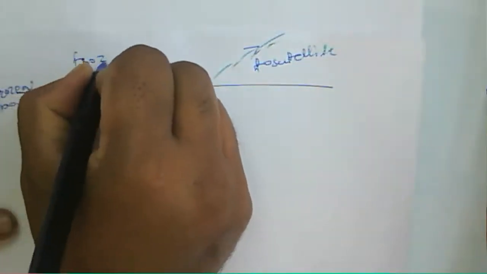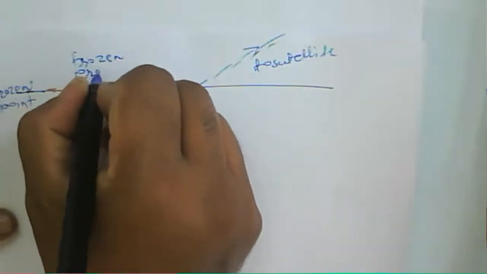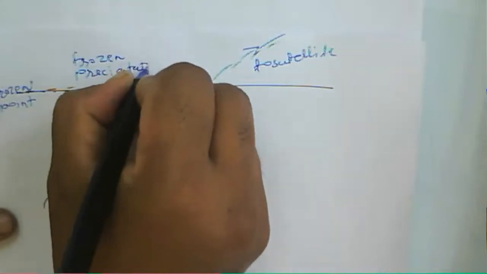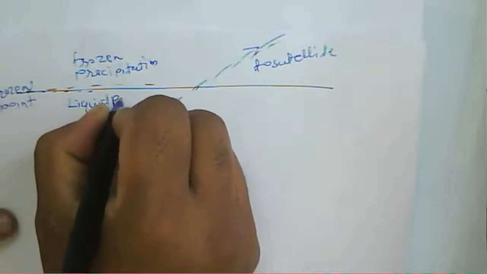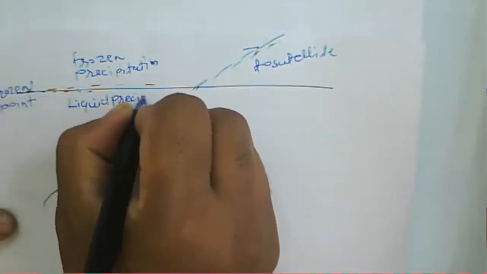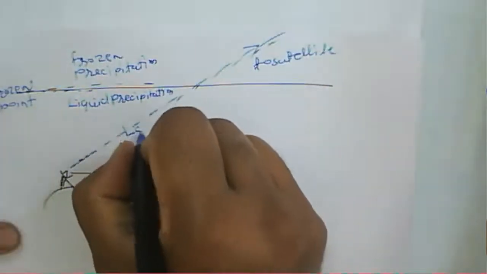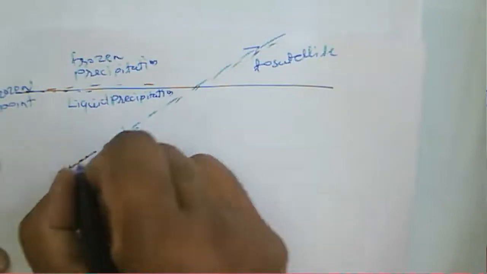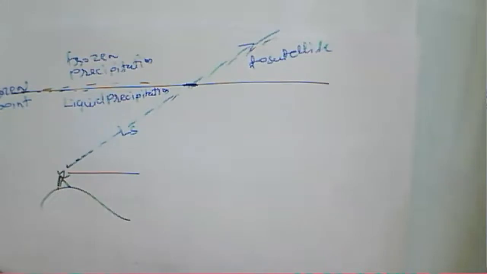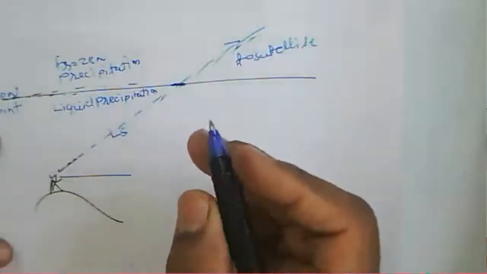Frozen precipitation, and you can say liquid. And that is about the length, or you can say the path, along which your signal is transmitting. That path is from the earth station to this particular frozen point. That is about the length we have.